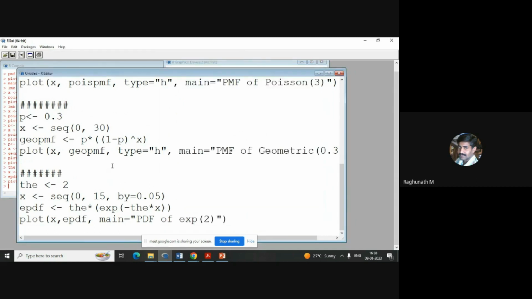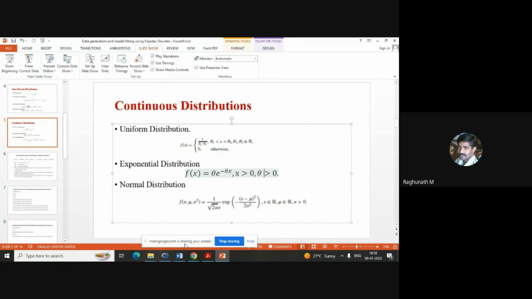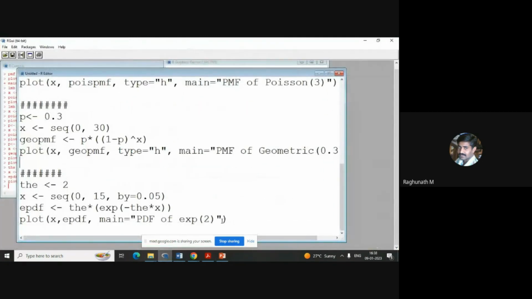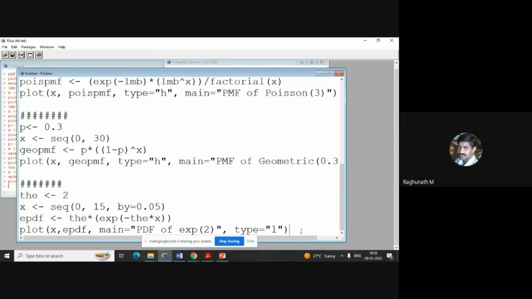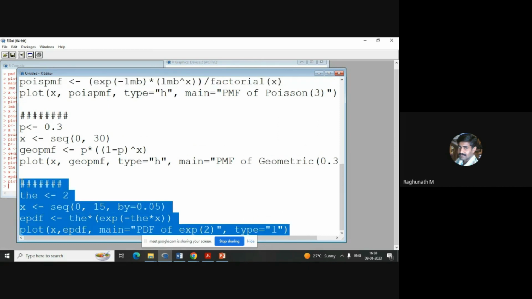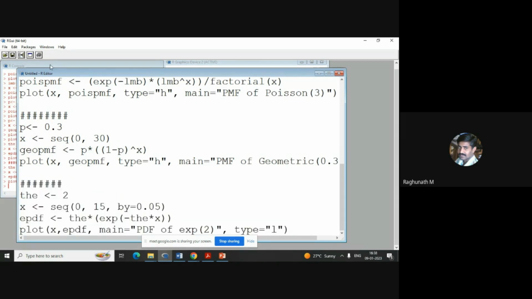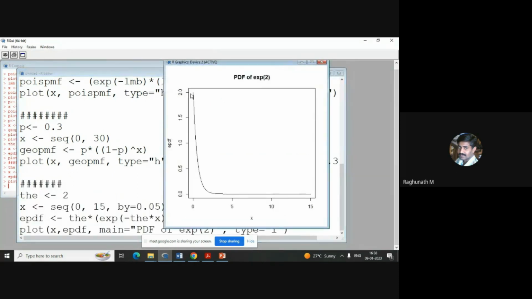Now coming to this one, if I don't want these bubbles and instead I want a line, then I can mention the type, whichever type I want. To get a line graph joining all the points, you can use L. Type is equal to L. If you use type is equal to L, we are going to get a smooth curve.